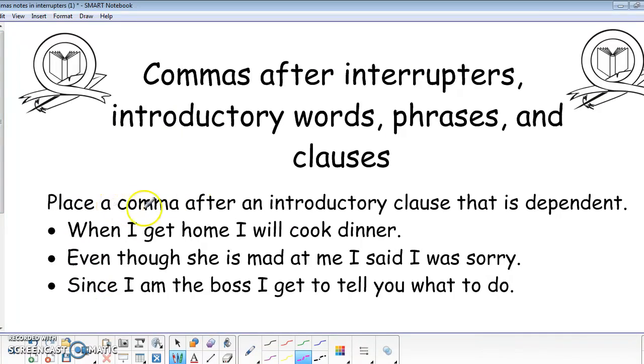Now, we've done this before with dependent clauses, so I'm hoping that this is a review. Looking at this sentence, what is the dependent clause? When I get home. And this one, "Even though she is mad at me, I still said I'm sorry." What's the dependent clause? Even though she is mad at me. "Since I am the boss, I will get to tell you what to do." What's the dependent clause? Since I am the boss. Let's erase some of that.